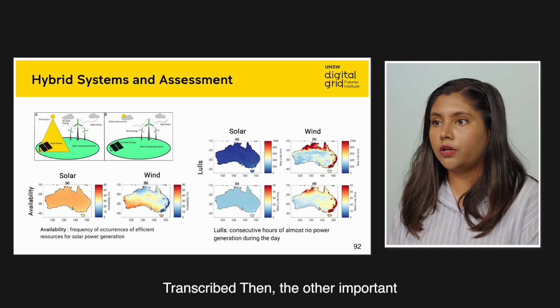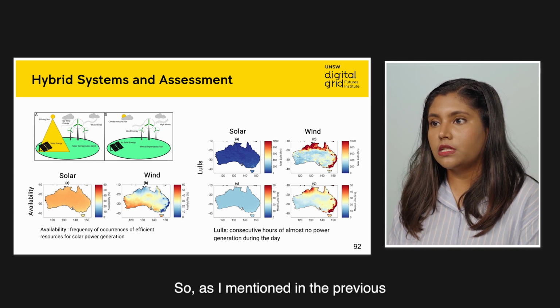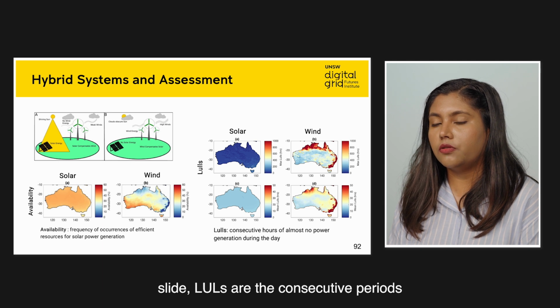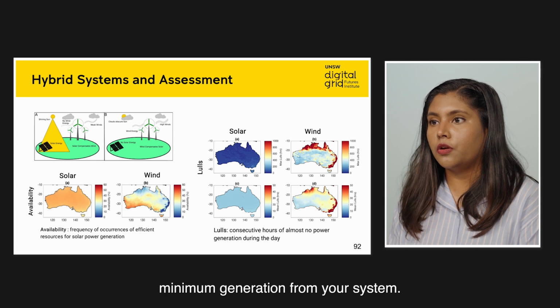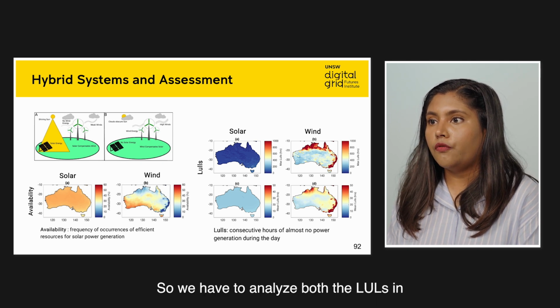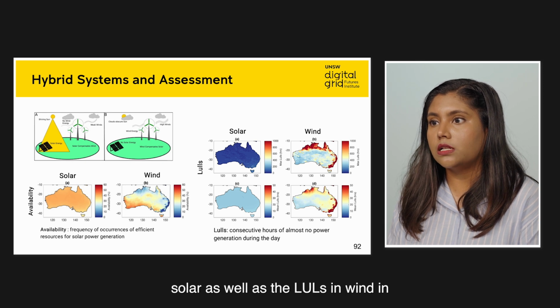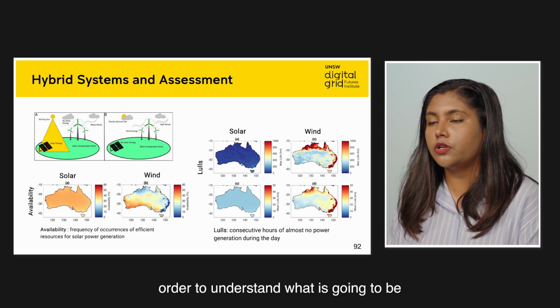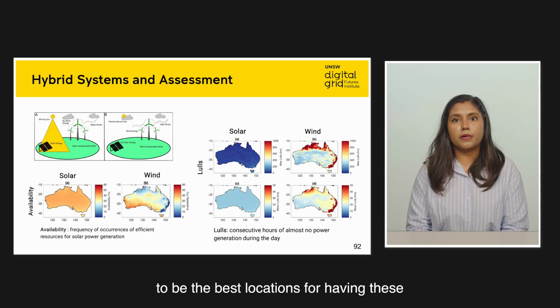Then the other important thing is to look at the lulls. So as I mentioned in the previous slide, lulls are the consecutive periods of hours where you do not have any power generation or there is no to minimum generation from your system. So we have to analyze both the lulls in solar as well as the lulls in wind in order to understand what is going to be the optimized capacity or what is going to be the best locations for having these hybrid systems across different regions.